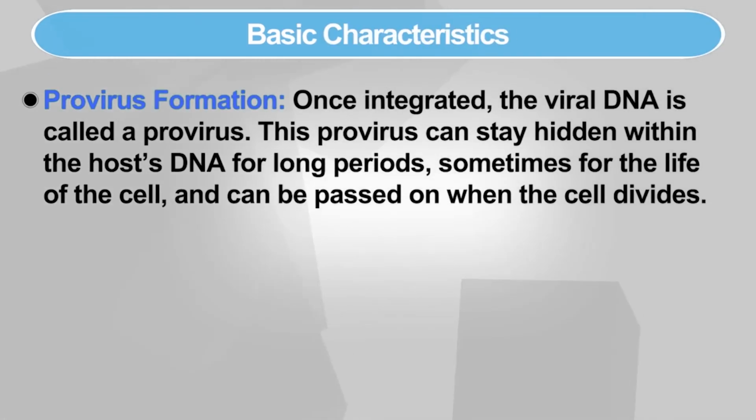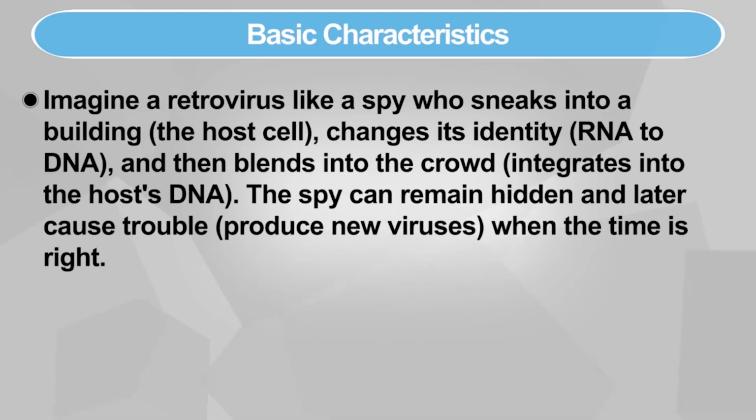Now, they also tend to form the provirus. Once integrated, this DNA is called provirus. This provirus can stay hidden within the host DNA for a very long period of time, sometimes for the life of the cell, and can be passed on when the cells divide. Imagine a retrovirus like a spy who can sneak into a building, change its identity and then blend into the crowd. The spy can remain hidden and later can cause trouble.